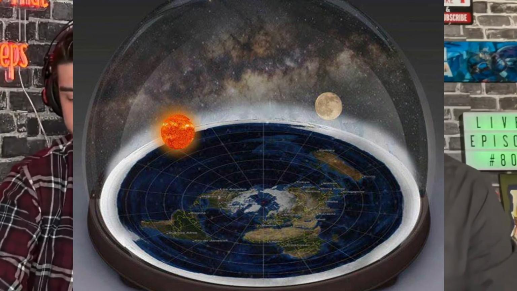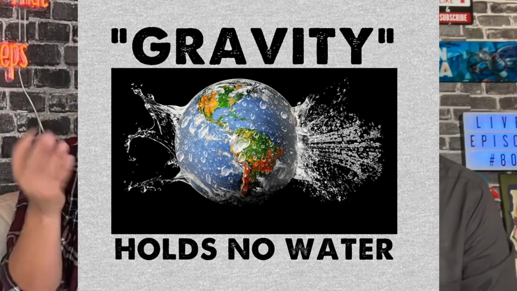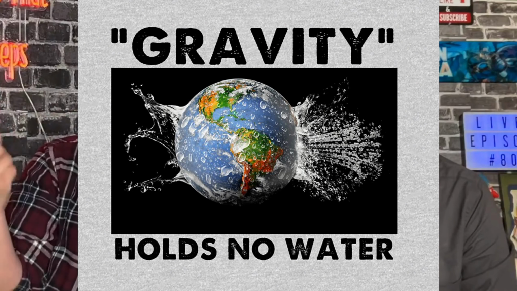Yeah, a dome. And then they do this experiment where they put water on a ball and spin it, and the water flies right off. So how are the oceans staying on the Earth if water can't stay on a spinning ball? It would fling off. If we're on a spinning Earth, then how are the oceans staying on if there's no gravity?